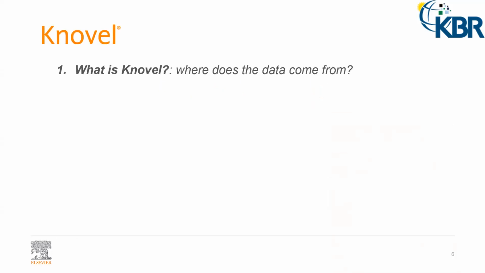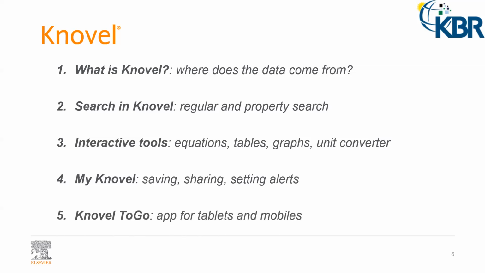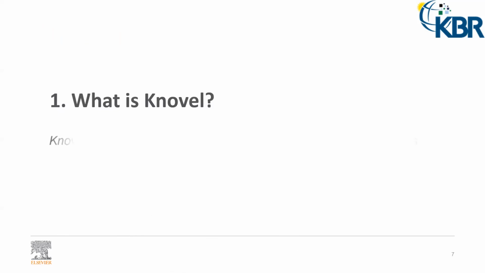Today, we're going to talk about what Knovel is and where the data comes from. We're going to learn how to search in Knovel, and we have a regular search and a property search. We're going to show the interactive tools: equations, tables, graphs, and a unit converter. We're going to show what My Knovel is, your personal space. And we also talk about Knovel to Go, the app we have for phones and tablets, which you can download free.